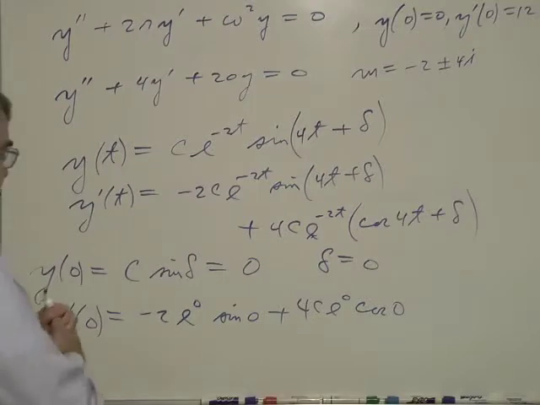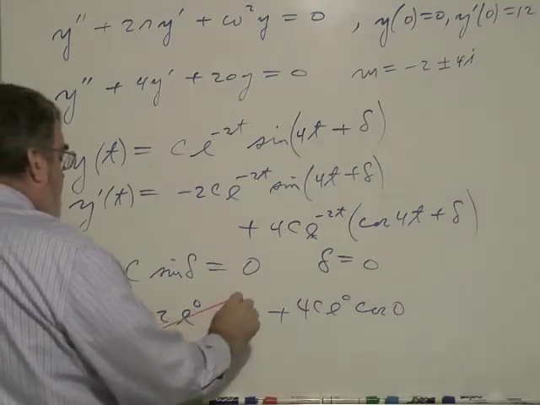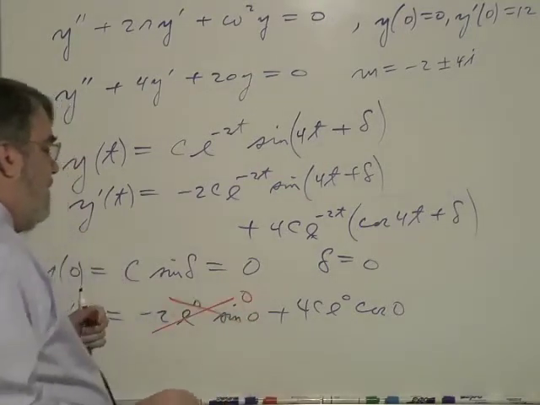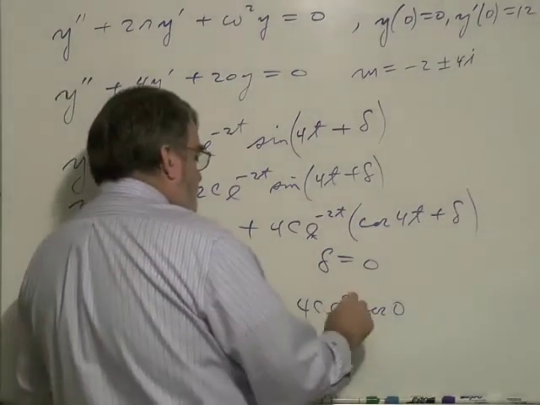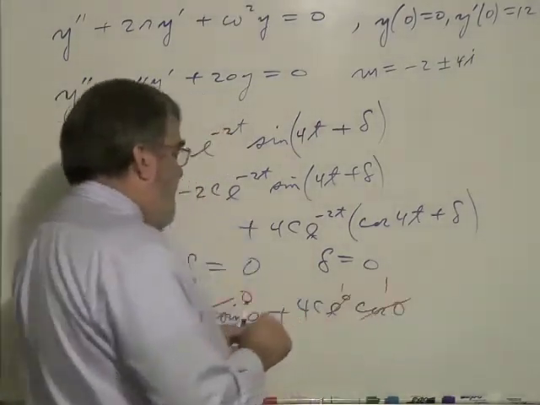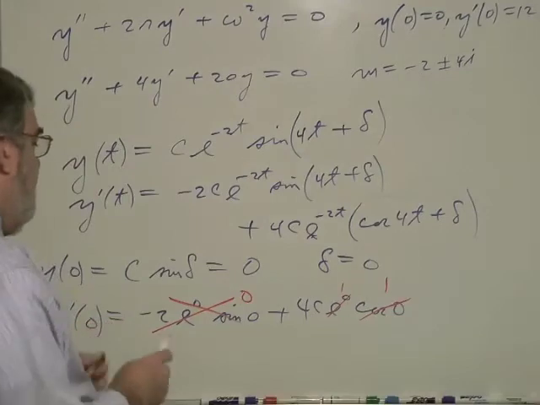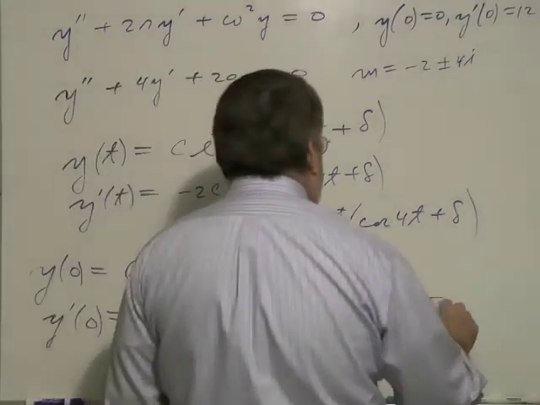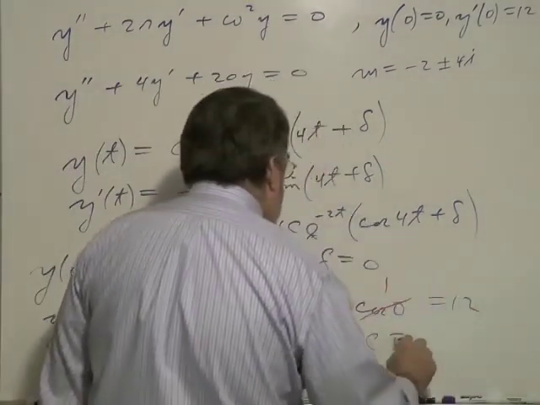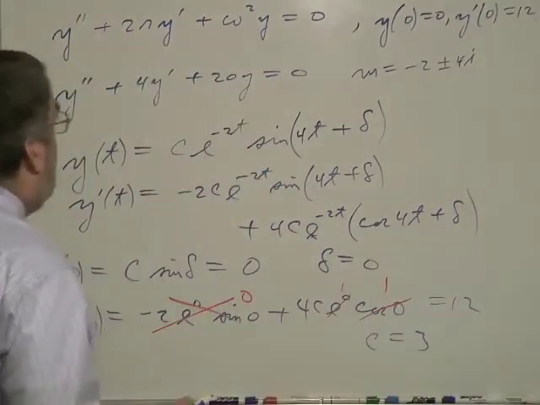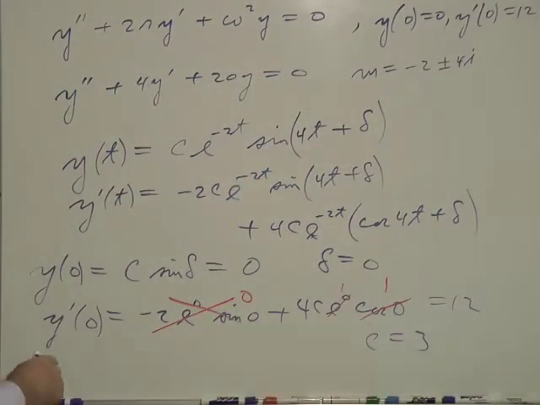Great, well, sine of 0 is 0, and cosine of 0 is 1, e to the 0 is 1, so I have 4c equals 12, which makes c equals 3. There we go. So I'll do some erasing.